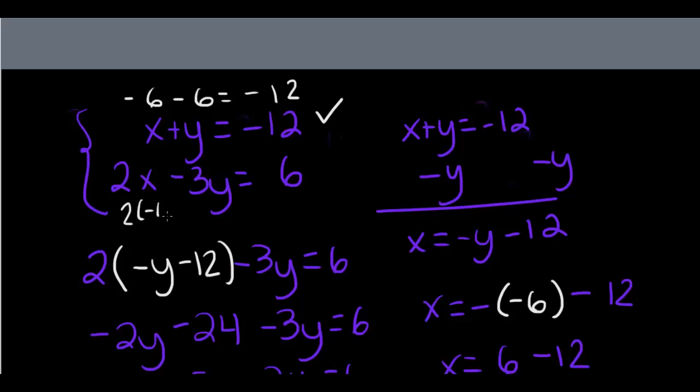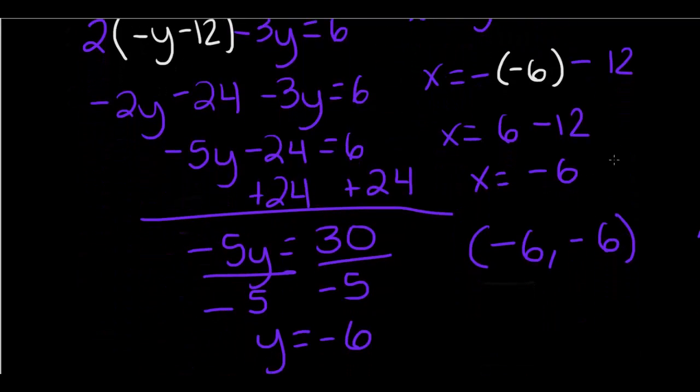2 times negative 6 minus 3 times negative 6. It's supposed to give me positive 6. Negative 3 times negative 6 is positive 18. 2 times negative 6 is negative 12. Negative 12 plus 18 is 6. So that means it does make this second equation true as well. So negative 6 comma negative 6 is indeed the solution to the system.